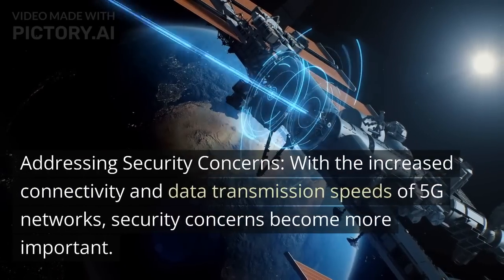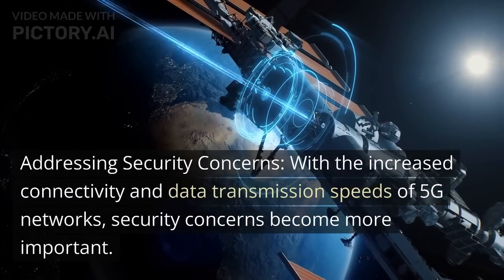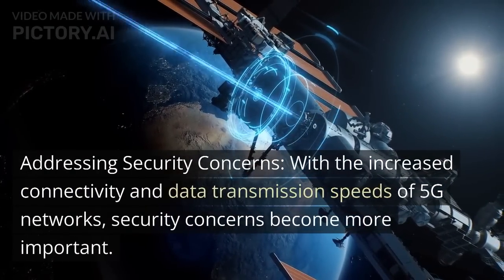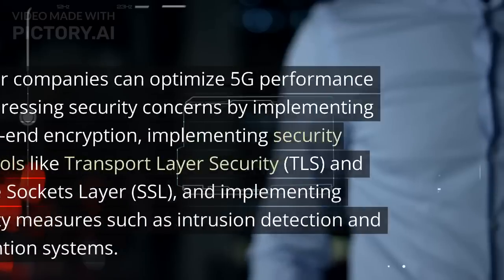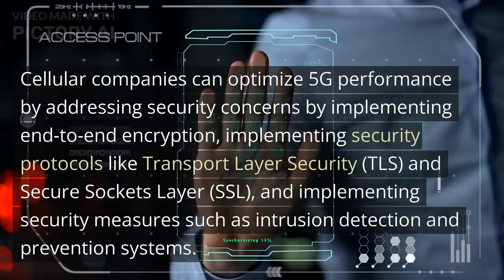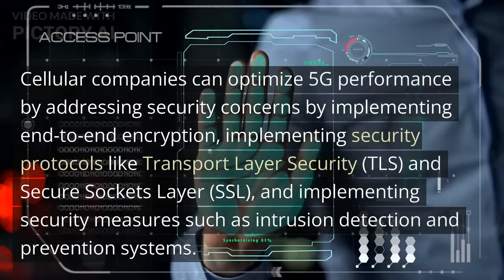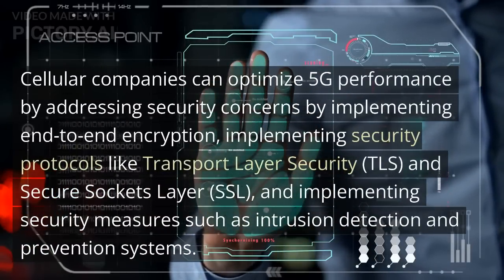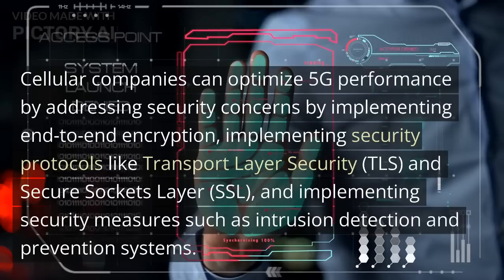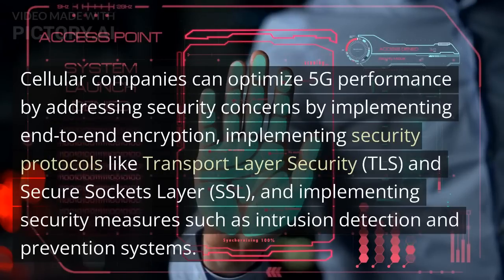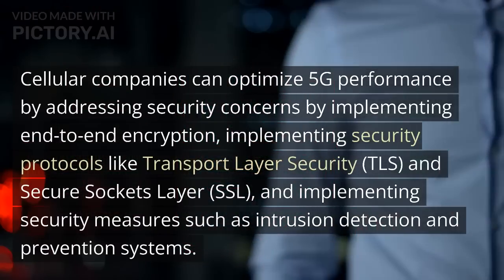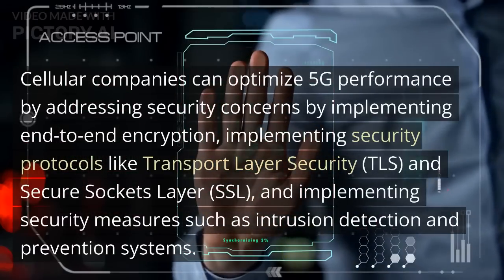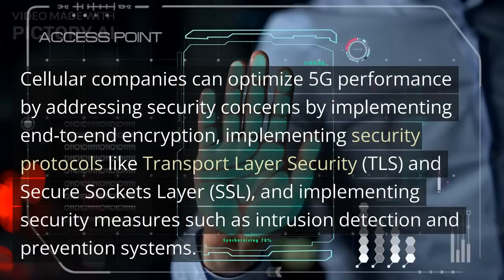Addressing security concerns. With the increased connectivity and data transmission speeds of 5G networks, security concerns become more important. Cellular companies can optimize 5G performance by addressing security concerns by implementing end-to-end encryption, implementing security protocols like Transport Layer Security (TLS) and Secure Sockets Layer (SSL), and implementing security measures such as intrusion detection and prevention systems.